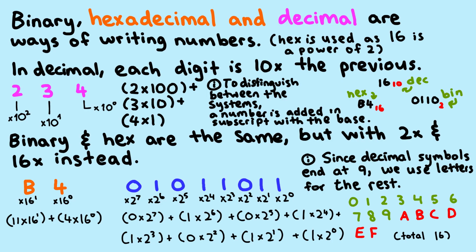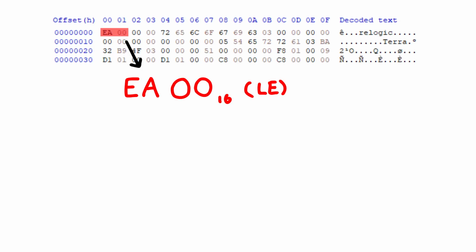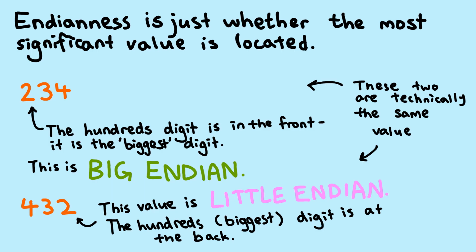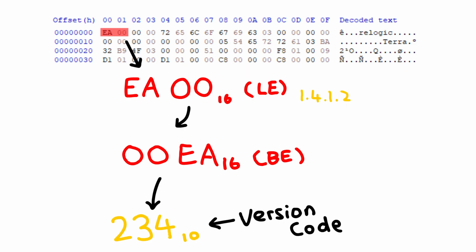If you're wondering what hexadecimal is, pause here and read this short snippet. Anyways, we can convert these 2 bytes into a number, little endian, to get the version code. If you're wondering what endianness is, pause here and read this other short snippet. The version code for the latest version is 234, or 1.4.1.x.